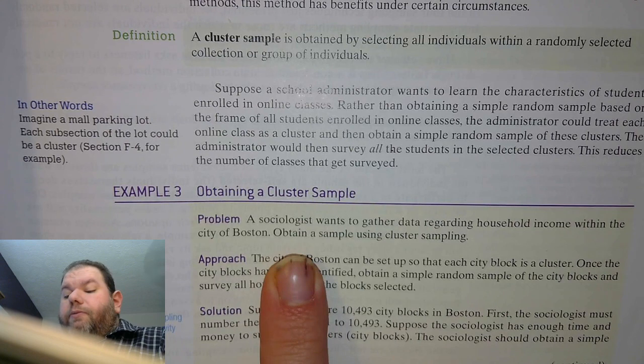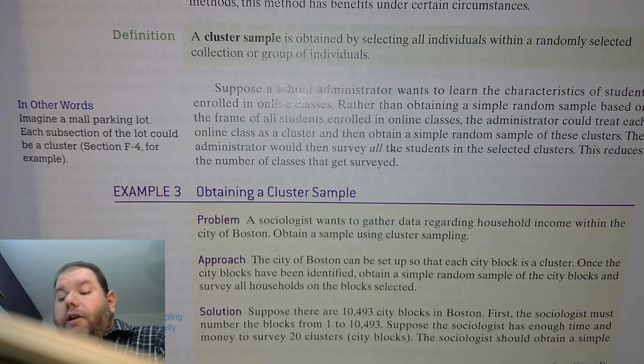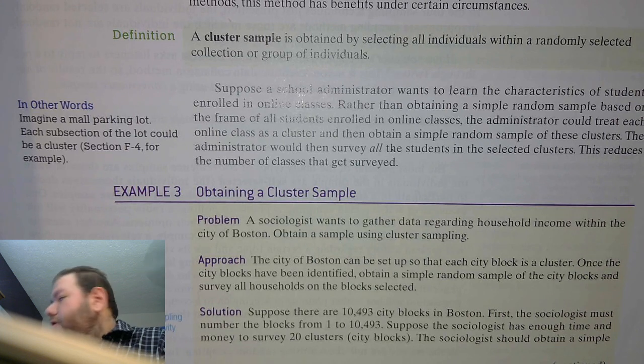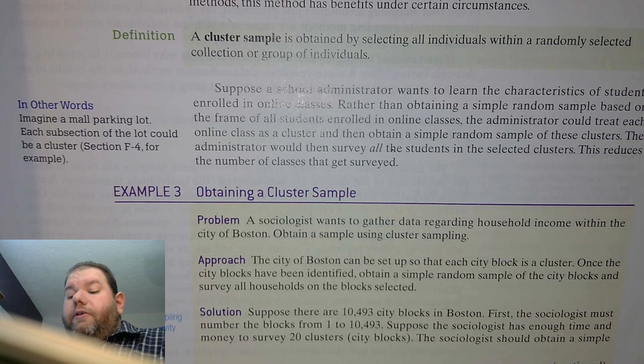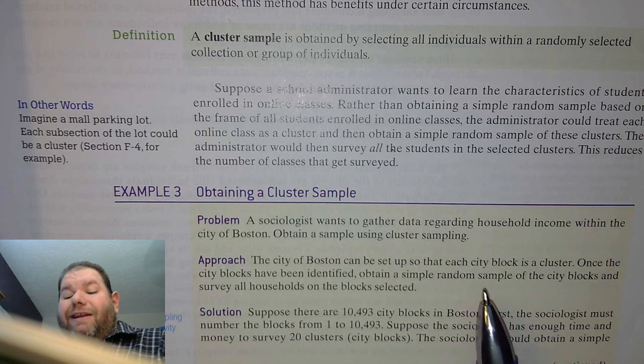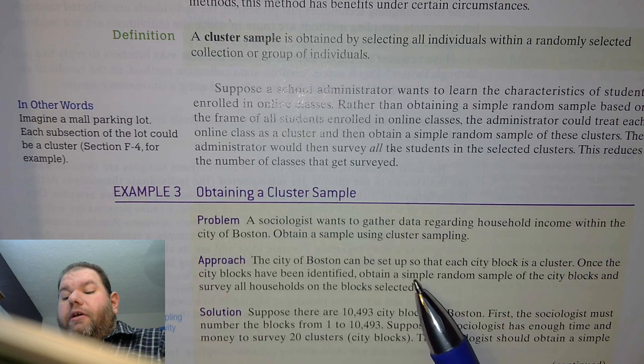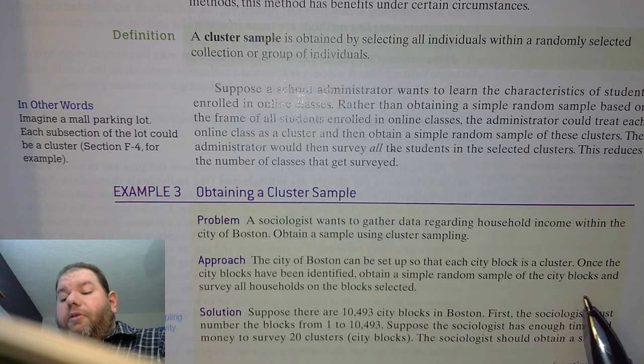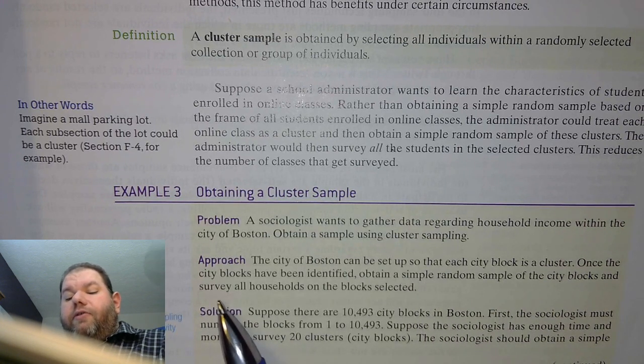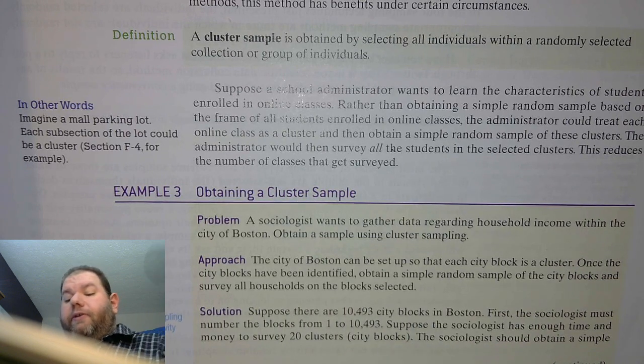So a sociologist wants to gather data regarding household income within the city of Boston, and we obtain a sample using cluster sampling. The city of Boston can be set up so that each city block is a cluster. Once the city blocks have been identified, we then obtain a simple random sample of the city blocks and survey all households on the blocks selected.